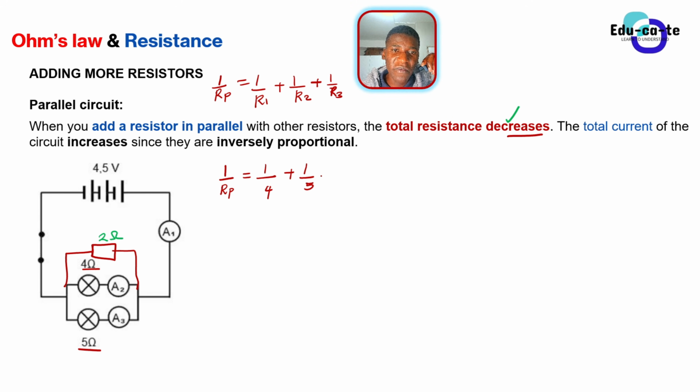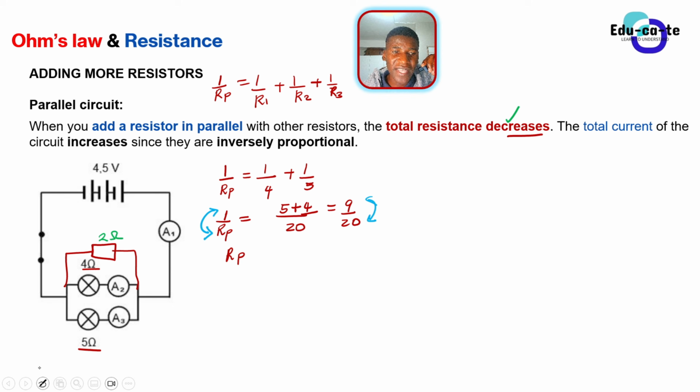So here I'm saying 1 over 4 plus 1 over 5, and then 1 over R parallel is equal to, this is over 20, this is going to be 5 plus 4, and then this is going to be 9 over 20. And basically for R parallel, I'm just going to vice versa, because here I'm not looking for 1 over R parallel, I'm looking for R parallel. So I'm just going to vice versa these terms. I'm just going to take R parallel, put it on top, and do the same thing here. Take 20, put it on top, 9 at the bottom.